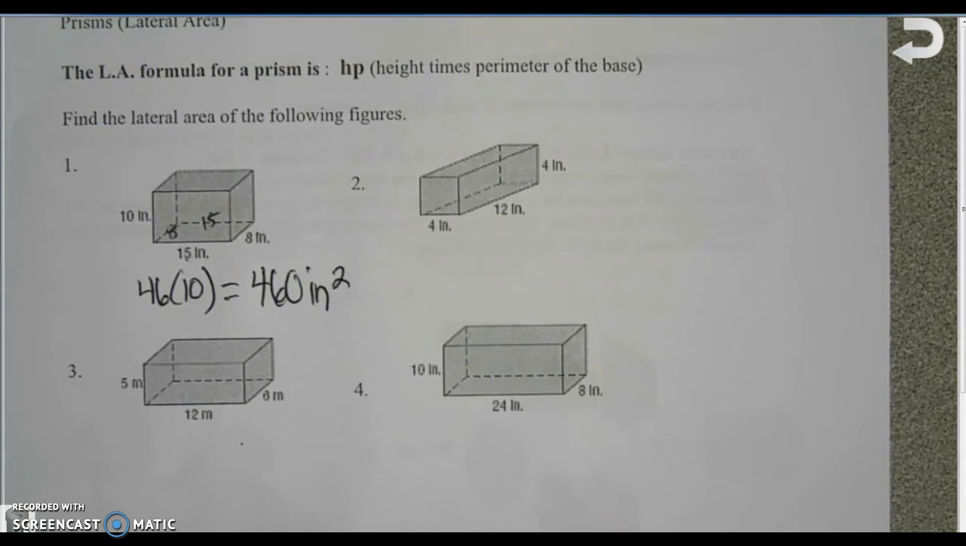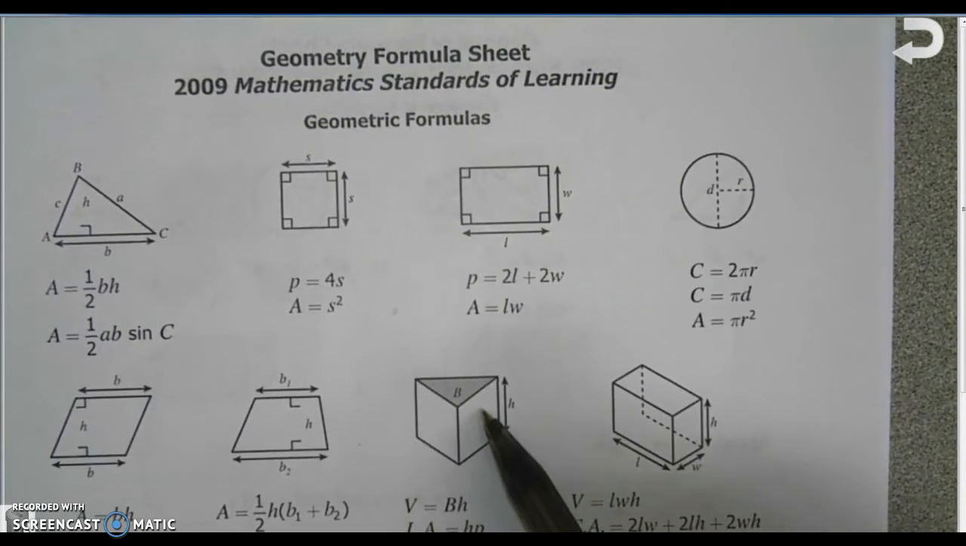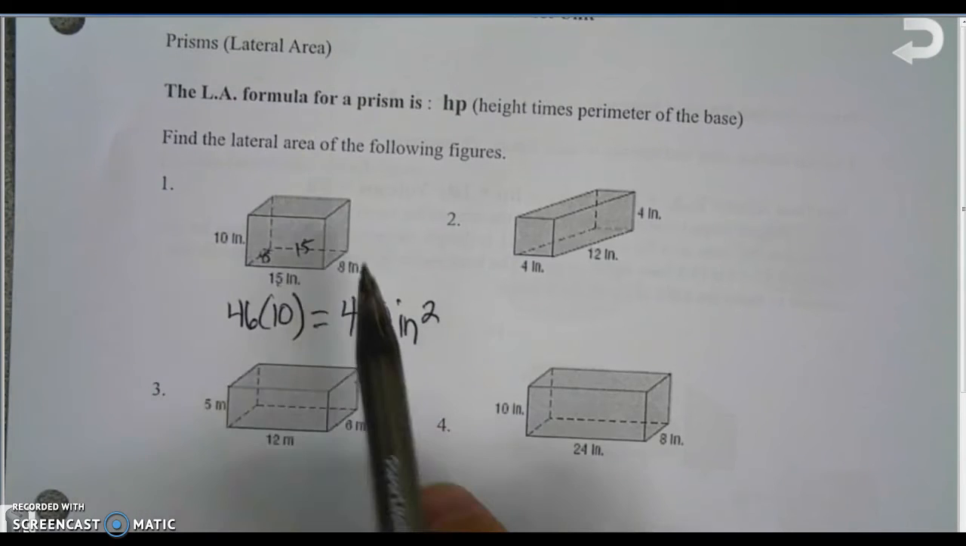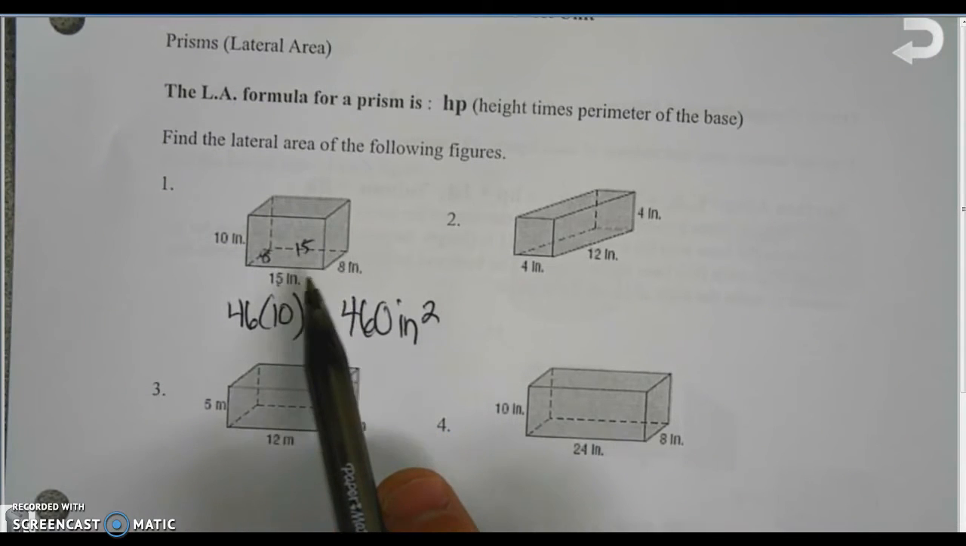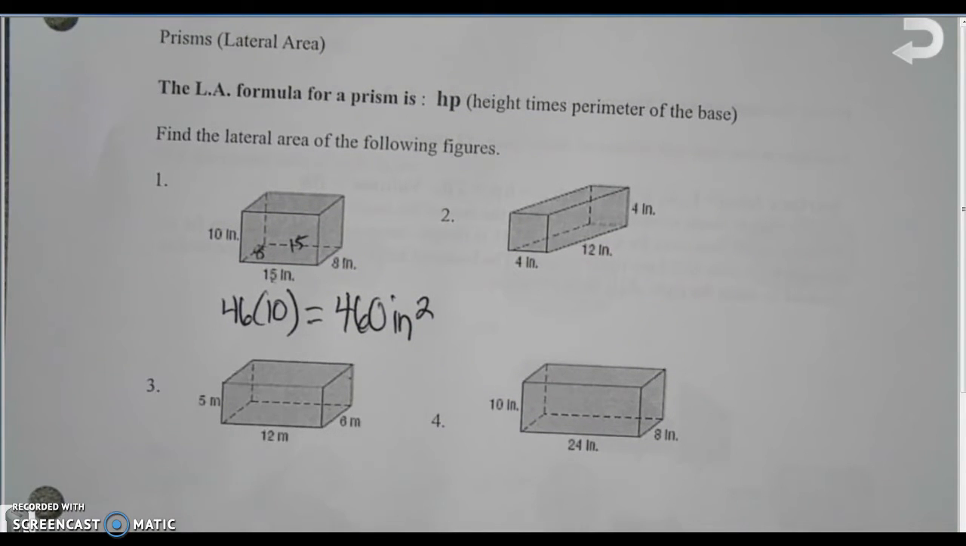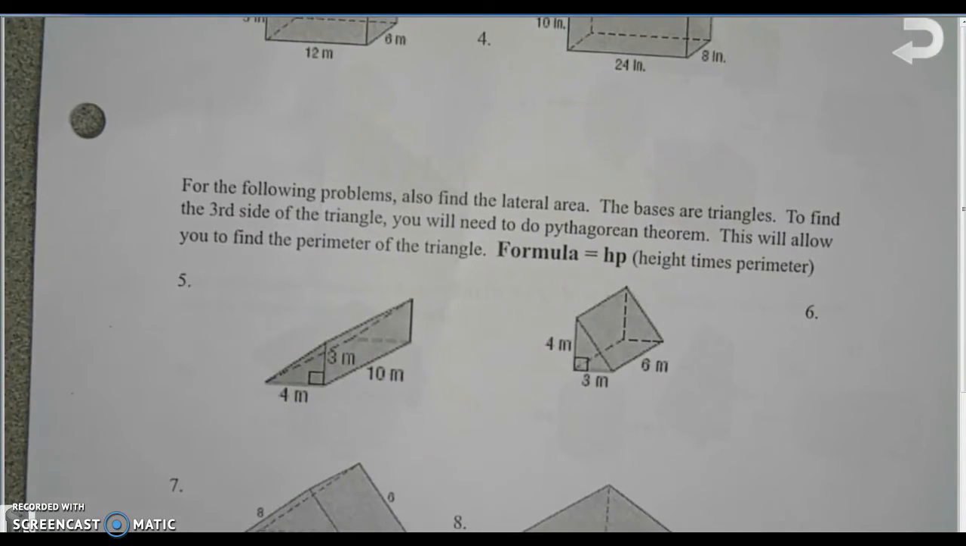As you can see, I've already done the first problem here. It's talking about lateral area for a prism, which is height times perimeter. So you take the perimeter of whatever your prism is, and you multiply it by the height. The perimeter of the base shape here was 46. I took that times 10, and I got 460 inches squared. Remember, when you write areas, they are supposed to be squared. Volumes are cubed.